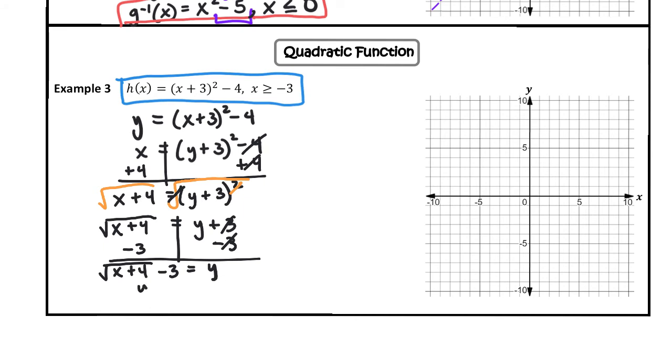So let me rewrite it. I would write it as square root of x plus 4 inside, so x plus 4 is inside and minus 3 is outside. And then I would write it in inverse notation, the square root of x plus 4 minus 3. So I have my inverse function here.